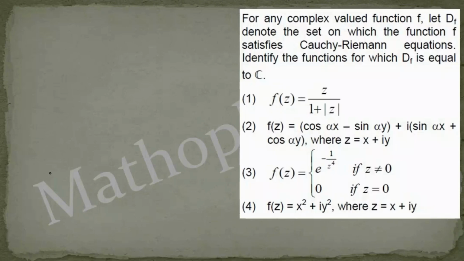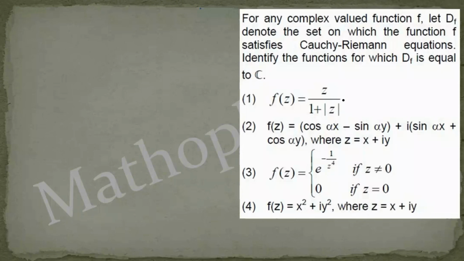Next part C questions பார்க்கலாம், in which multiple options may be correct. For any complex valued function f, let Df denote the set on which the function f satisfies CR equation. Identify the function for which Df is equal to C. So it satisfies CR equation சொல்லியிருக்காங்க. ஸோ ஒவ்வொரு equationum CR equations வச்சு நம்ம ஒவ்வொரு options க்கும் we can find it correct இல்லையான்னு.